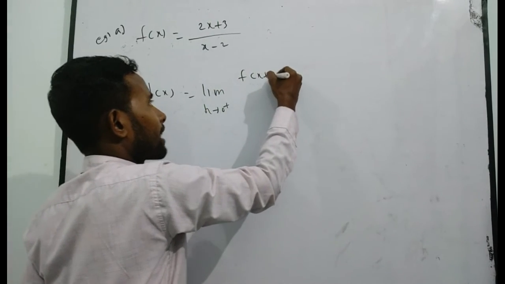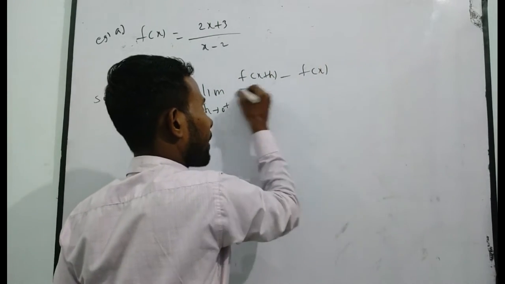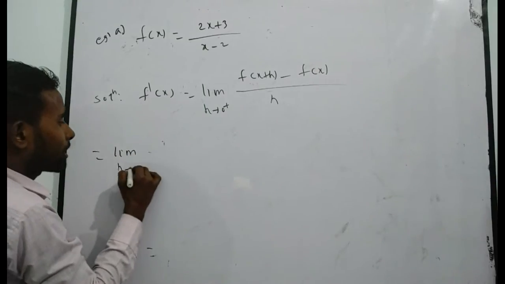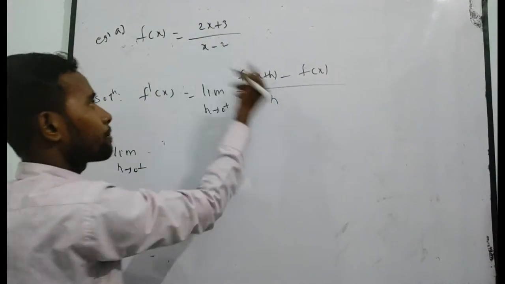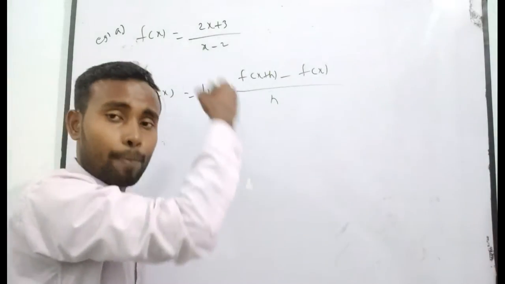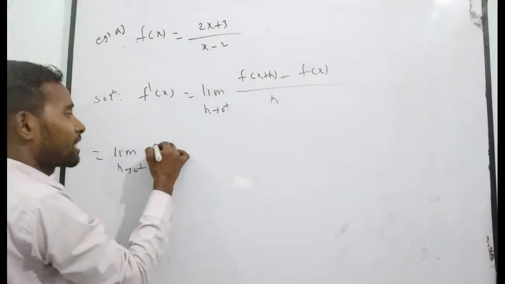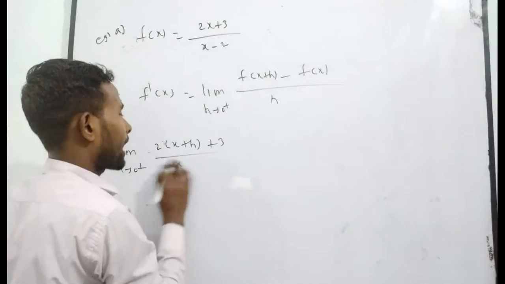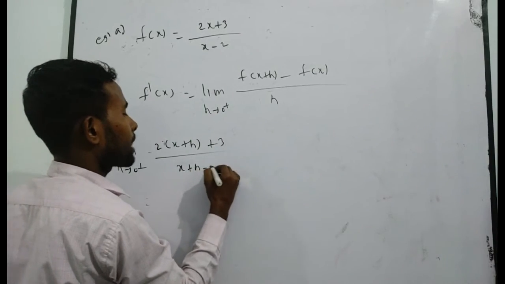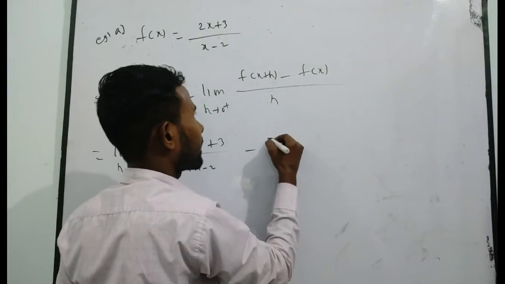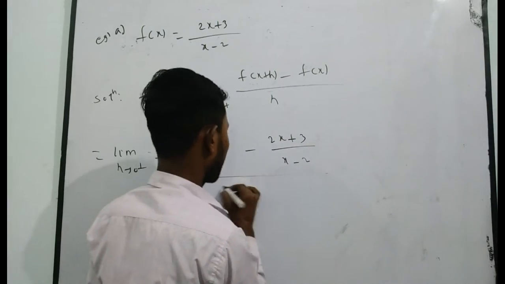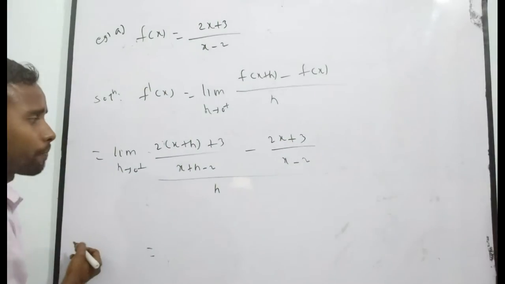of [f(x + h) - f(x)] divided by h. So can you write the limit h tends to 0 from the right-hand side? f(x + h) means you have to simply replace x by x + h. Can you write 2 times (x + h) + 3 divided by (x + h) - 2, minus f(x), which means (2x + 3) divided by (x - 2), divided by h. Can you write?